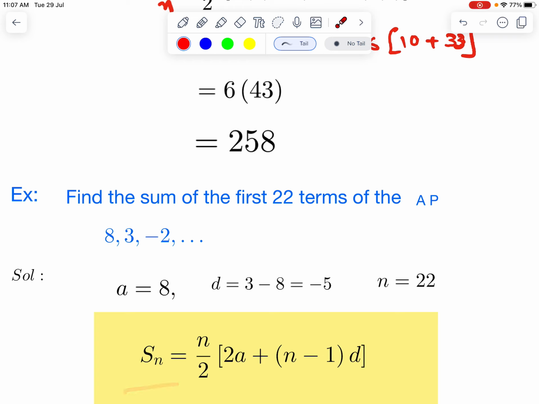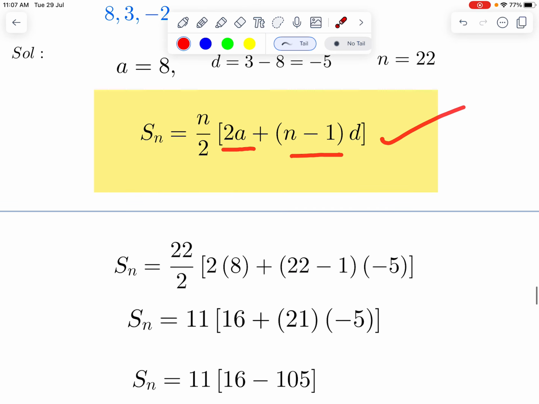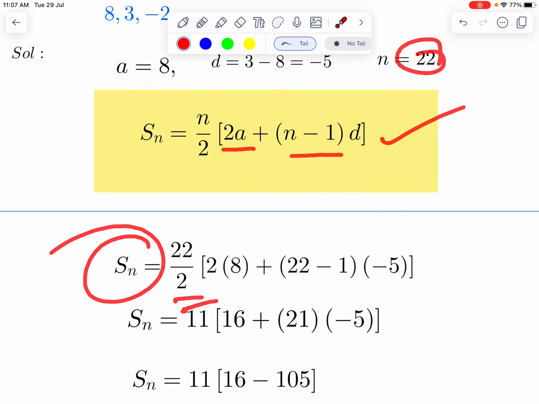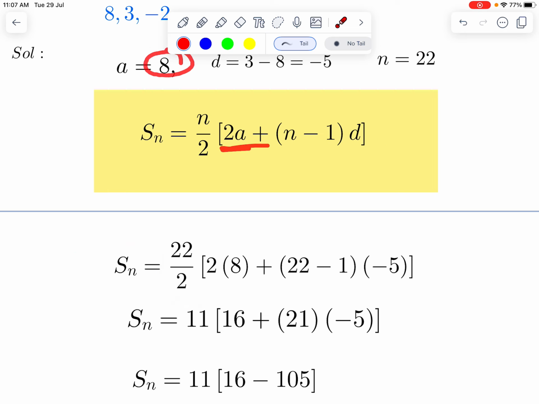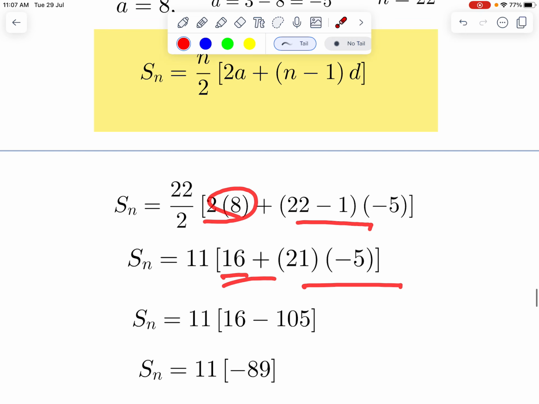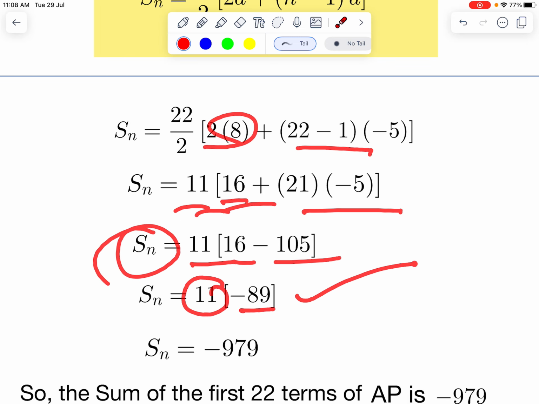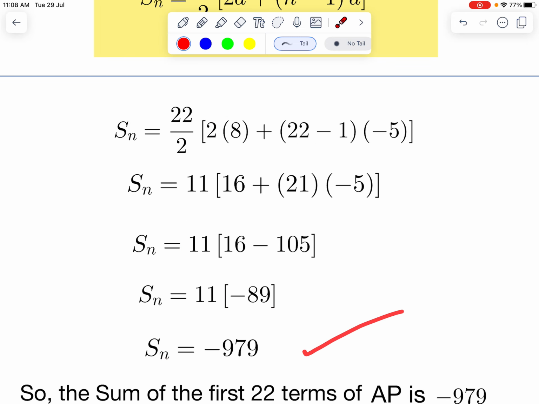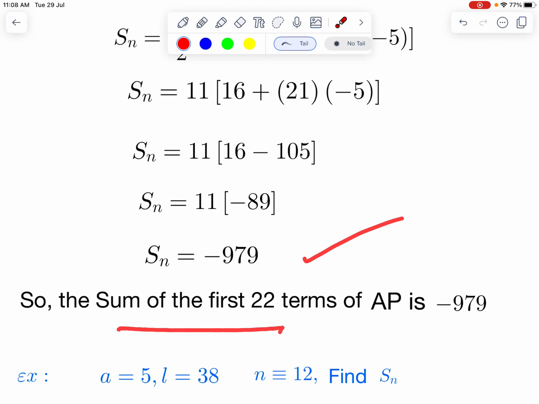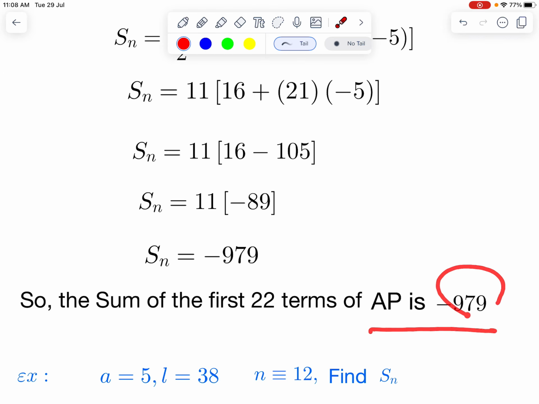Formula: Sn is equal to n by 2 into 2a plus n minus 1 into d. Okay. Then Sn is equal to 22 by 2 into 2 into a, 2 into 8, plus 22 minus 1 into minus 5. Therefore, 8 twos are 16 plus 21 into minus 5, into 11. Therefore, Sn is equal to 11 into 16 minus 105. Therefore, Sn is equal to 11 into minus 89. Therefore, Sn is equal to minus 979. Therefore, sum of the first 22 terms of AP is minus 979.